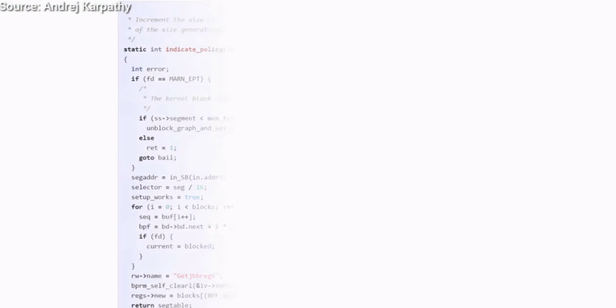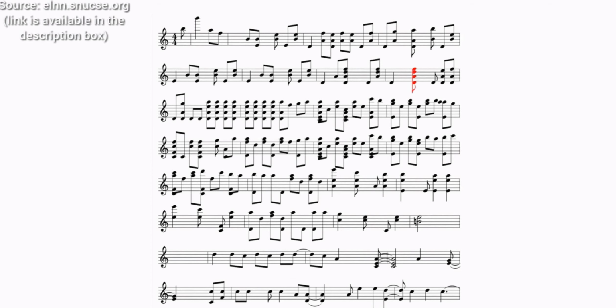It is also capable of learning the source code of the Linux operating system and generate new code that looks quite sensible. It can also try to continue the song Let It Go from the famous Disney movie Frozen.